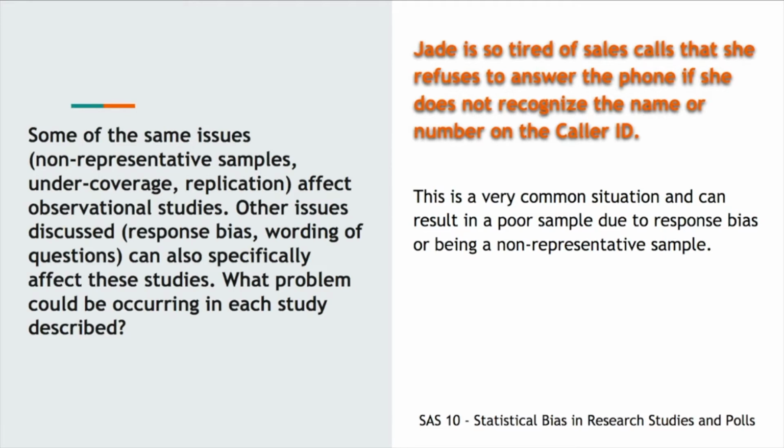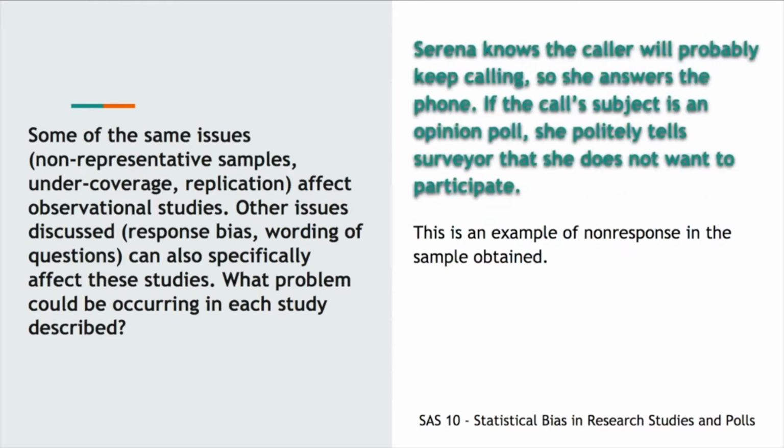What problem could be occurring in each study described? In this particular example, Jade is so tired of sales calls, she refuses to answer the phone if she doesn't recognize the name or number on her caller ID. This is a common situation and can result in a poor sample due to response bias or being a non-representative sample. Serena knows the caller will probably keep calling, so she answers the phone. And if the call subject is an opinion poll, she politely tells the surveyor that she does not want to participate. This is an example of non-response in the sample obtained.